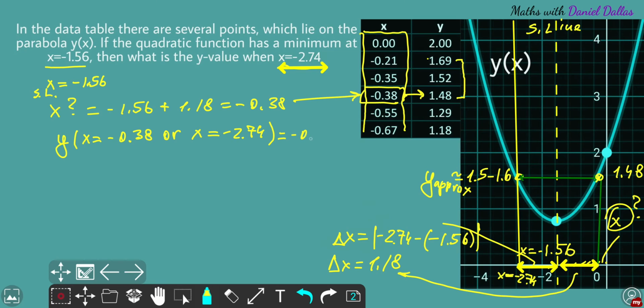You'll get 1.48, and this is the final result. Okay, that was the fast track.